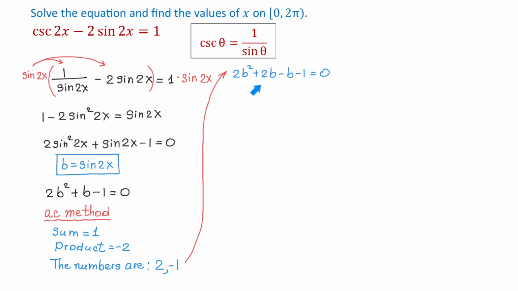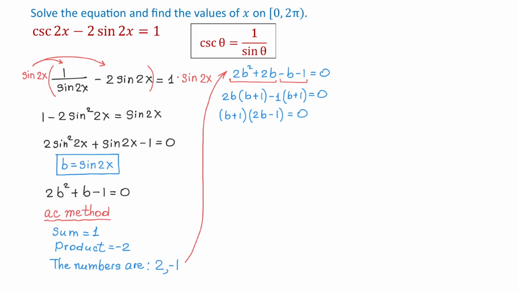Then once we have 4 terms, to factor we will use grouping. We will group the first 2 terms together, and then the last 2 terms. Then in the first group, we will factor out 2b, and in parentheses we will have b plus 1, and in the second group, we will factor out negative 1, and in parentheses we will also have b plus 1. Then if we factor out b plus 1, in the second parenthesis we will have 2b minus 1. So this 2b and minus 1 comes down into the second parenthesis.